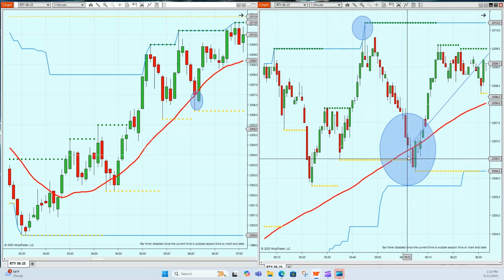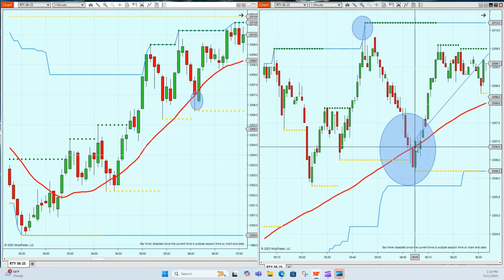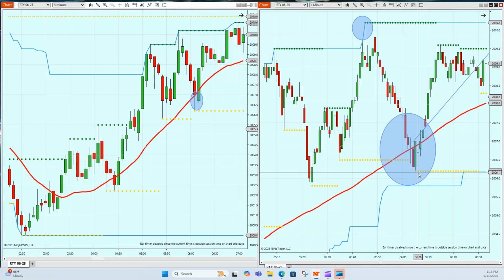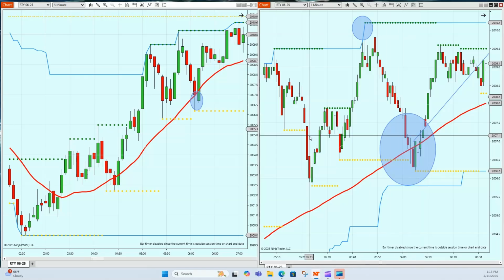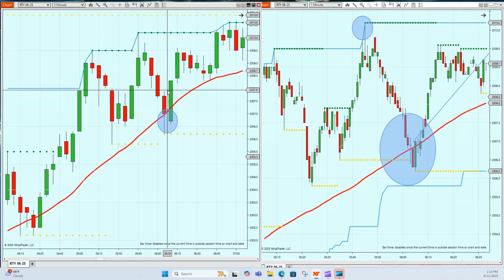If I get in off of this, then I'm getting in down here at 2006.9, for example, and my stop is at 2006.1, okay? So, 10 ticks. If I use this chart, I get in at 2007.9 and my stop is at 2006.1. Okay? So again, you've got to pick your poison.